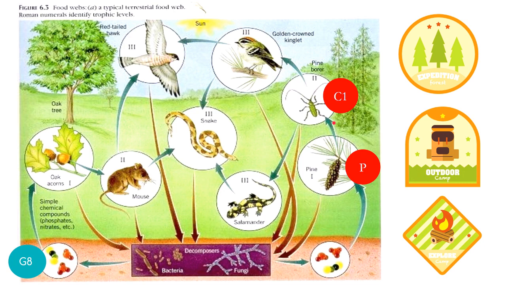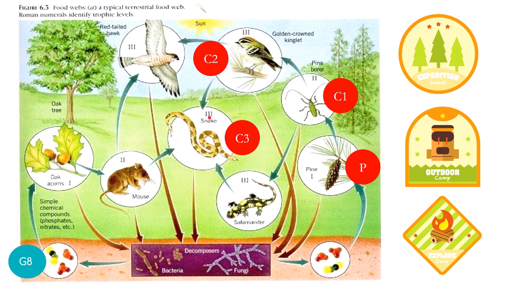Then your pine borer can be eaten by the golden crown kinglet. That's a type of bird. So making it the secondary consumer. Okay. So all secondary consumers are carnivores, because they feed on herbivores. Then your kinglet can be eaten by the snake, making it the tertiary consumer. So you can see the number 1, 2, 3: primary consumer, secondary consumer, tertiary consumer.